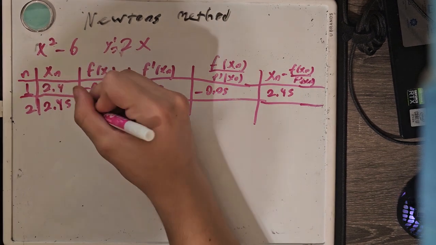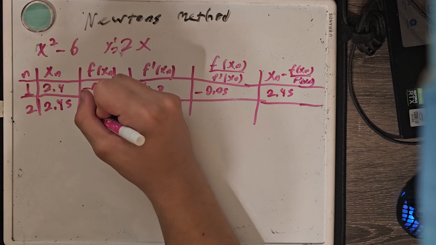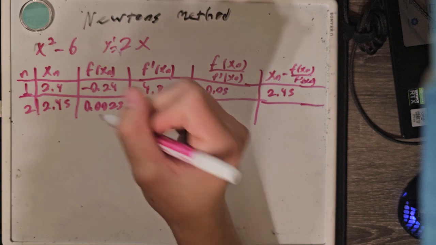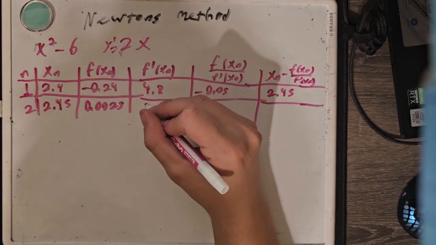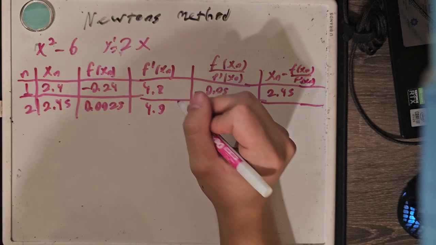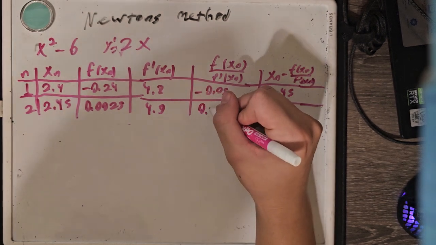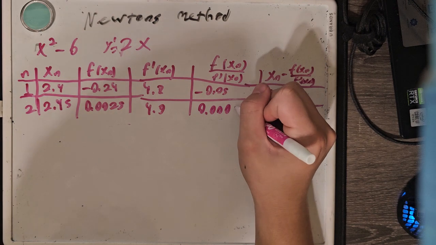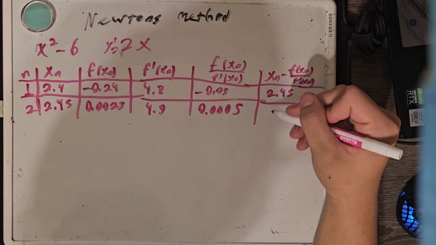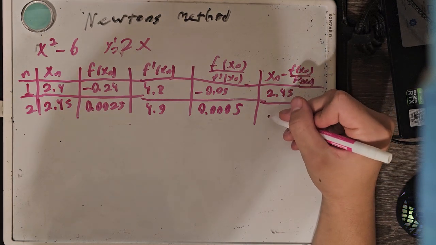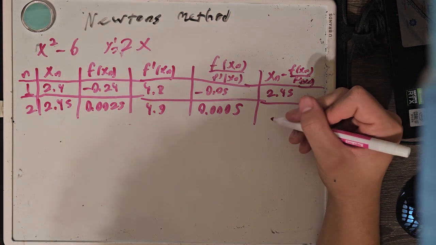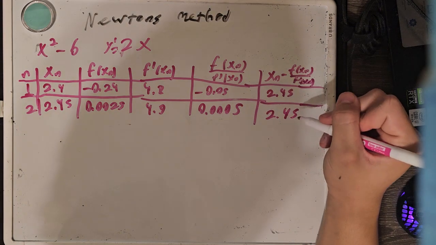Now, f of x_n, if we plug that into our equation, we get 0.0025. Notice how these numbers are getting smaller. This number is getting smaller and closer to 0. We get 4.9 if we plug it into f prime, and if we put them over each other, we get 0.0005. Very, very small number. And when we subtract that from 2.45, we essentially get a difference so small that it rounds to about the same value.